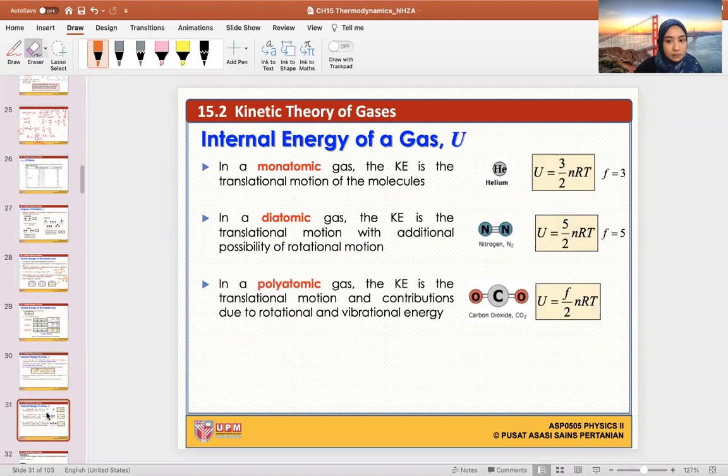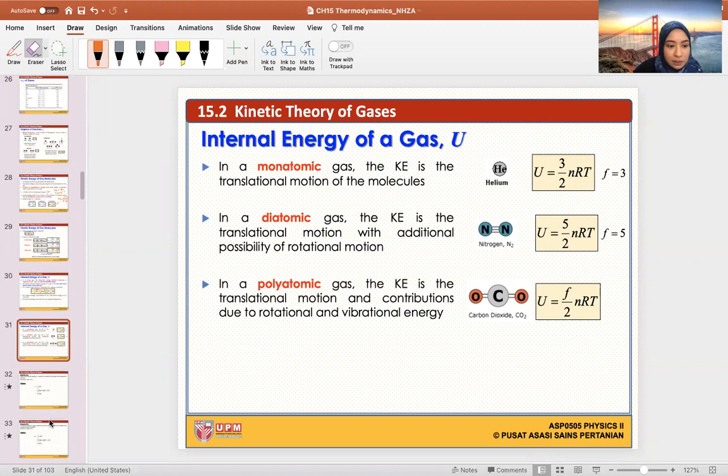For monatomic, it's 3 over 2 nRT. Diatomic, 5 over 2 nRT. In general, U is F over 2 nRT. For polyatomic, it's basically U equals 7 over 2 nRT. These are just equations. It's kind of boring in my opinion.